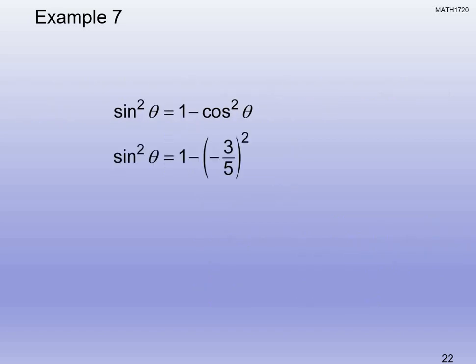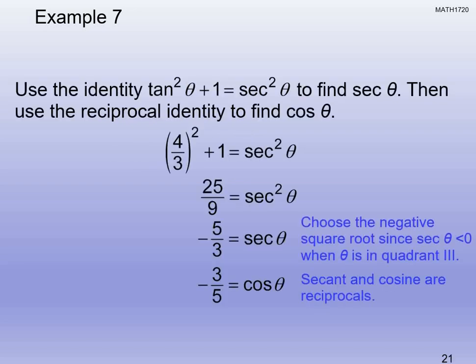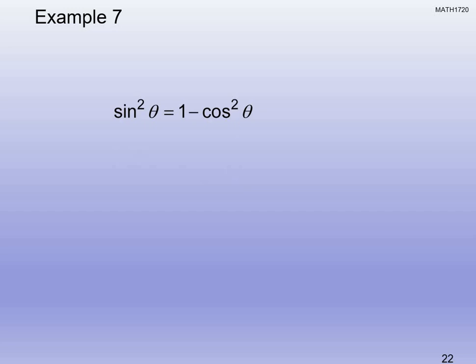Then, if we know what cosine is, we just found cosine here is negative 3/5, we can use cosine to find sine. You're like, but I haven't seen this before, right? Yes, you have. I gave it to you. It's the very first one. It's sine squared plus cosine squared equals 1. We took that Pythagorean identity and solved it for sine squared. So sine squared of theta equals 1 minus cosine squared of theta.